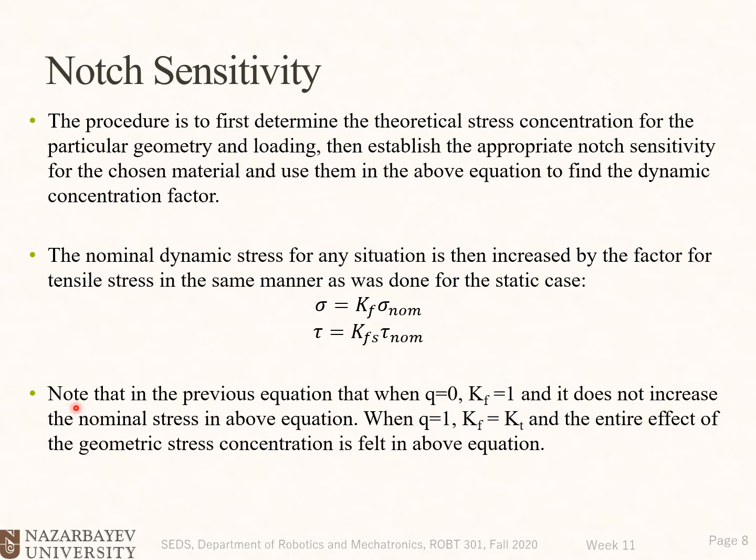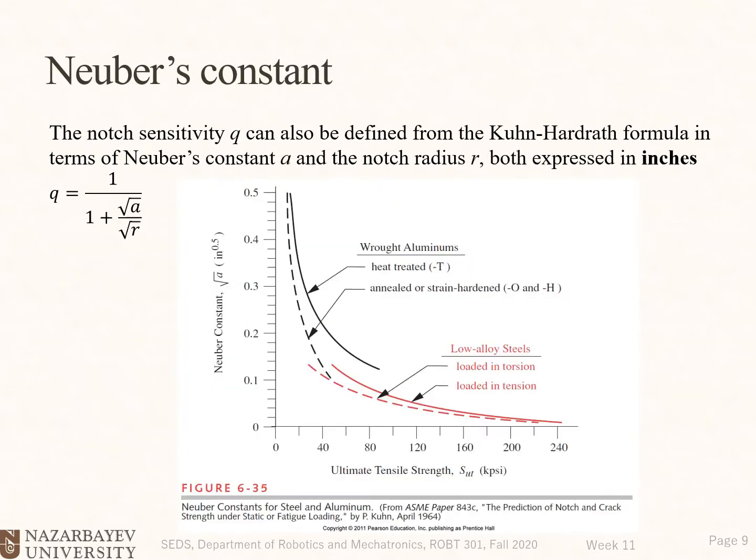Note that in the previous equation, when Q is 0, KF is 1, and it does not increase the nominal stress in the above equation. When Q is 1, KF is equal to KT, and the entire effect of the geometric stress concentration is felt in the above equation. Okay, now let's see how we could calculate Q, or notch sensitivity.